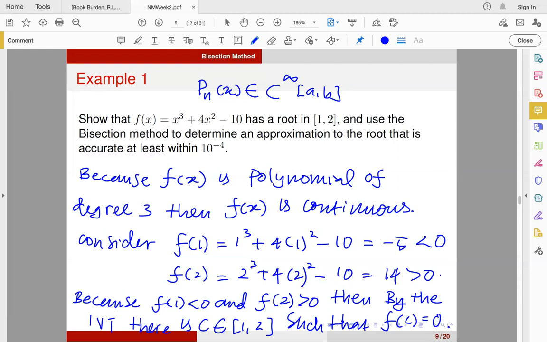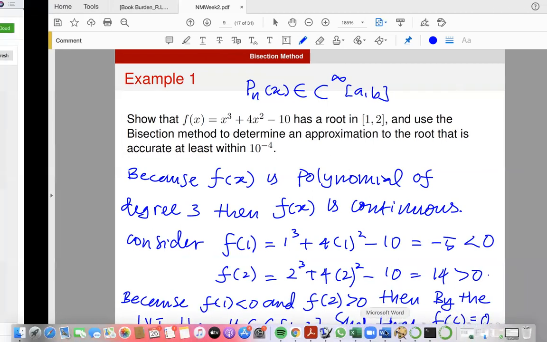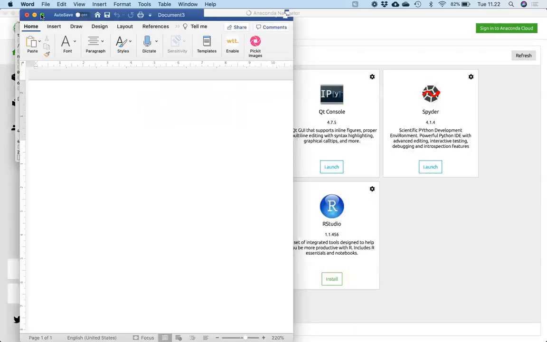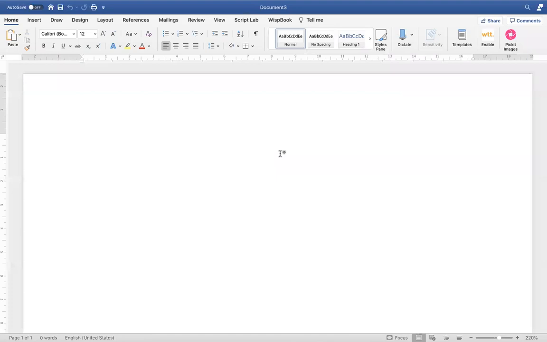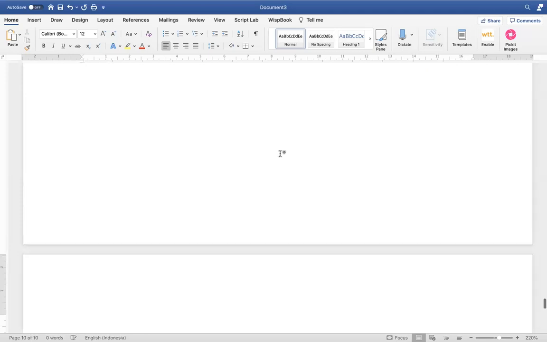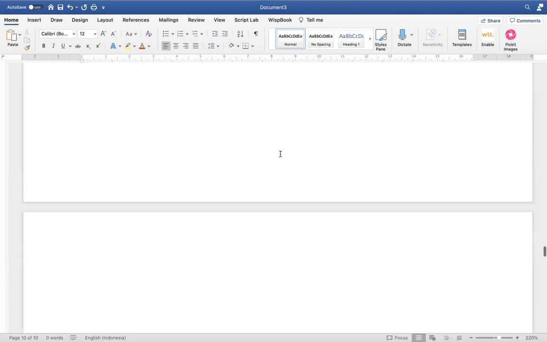Let me open another file. Before we use software, you need to try to get the idea using your hand. Work manually first, and then you can see the idea.